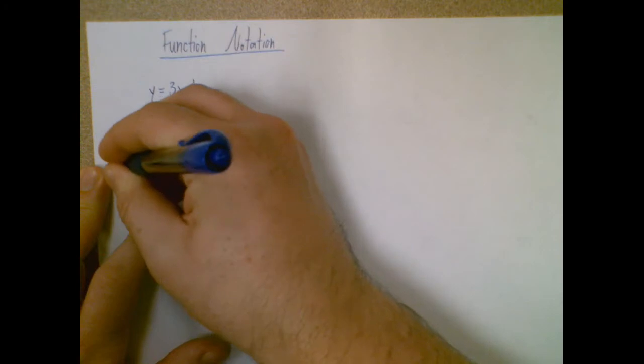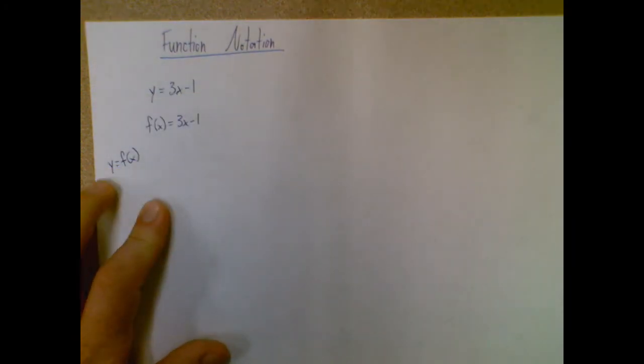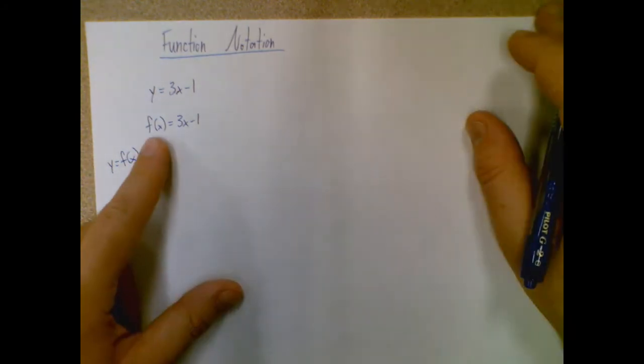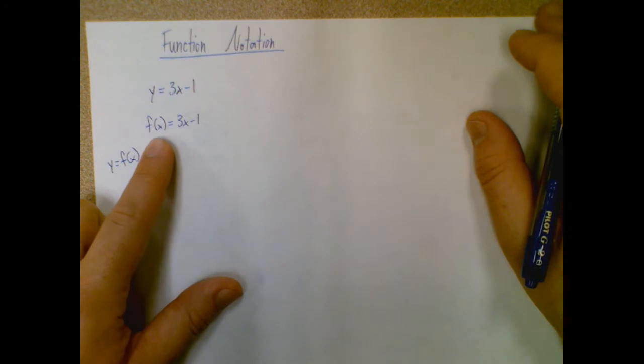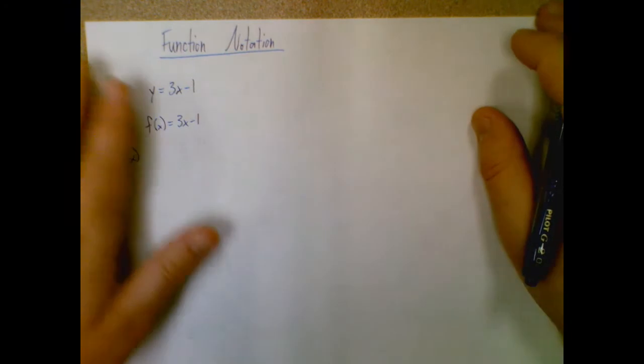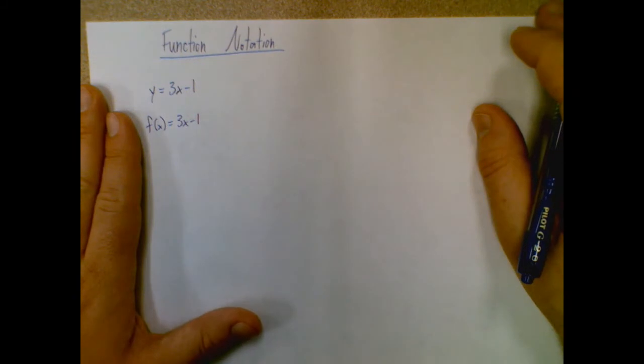You may also see this a lot, which is just telling you that the y and f of x are the same thing. But there is something very important to note here. F of x is one symbol. It is not multiplication. It's not f times x. It's pronounced f of x. After you get over that small hurdle of knowing it's not multiplication, it's practically the same thing.